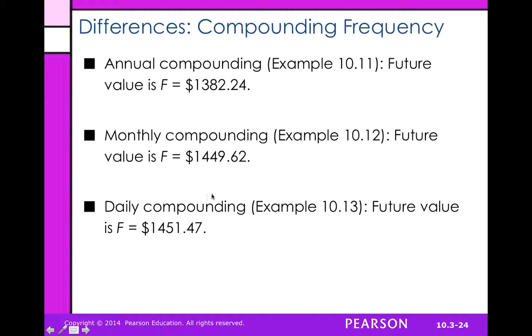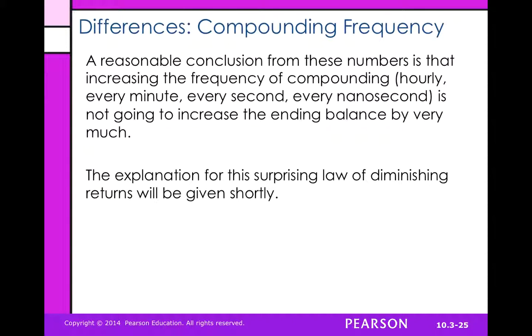Notice also, though, that it's not like the numbers just keep shooting up indefinitely. Right? There certainly seems to be a cap on how much money we're going to get here. So if we compounded every second as opposed to every day, we're not going to get magically 20 grand out of this. You know, we're probably going to get something close to this 1451 number, maybe slightly higher. A reasonable conclusion from these numbers is that increasing the frequency of compounding is not going to increase the ending balance by very much once you get down to things like seconds or nanoseconds, right? Going from yearly to daily did make a difference, but beyond that, it doesn't seem like we're going to get much more money out of this.